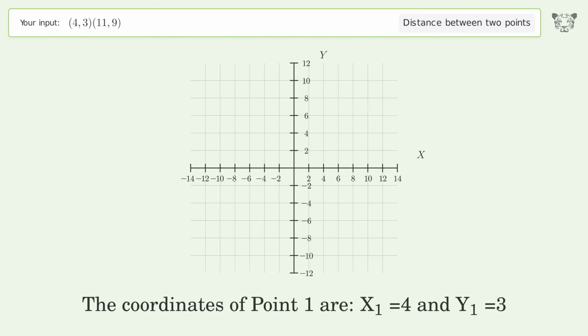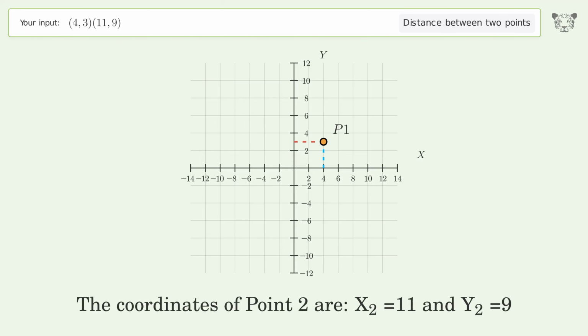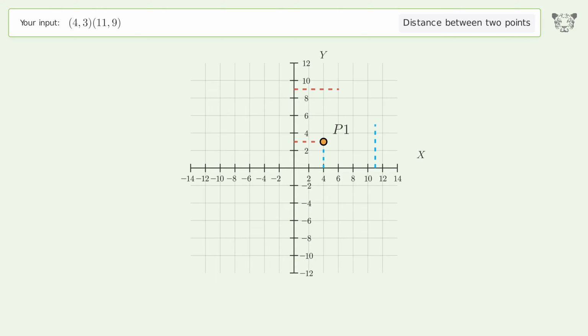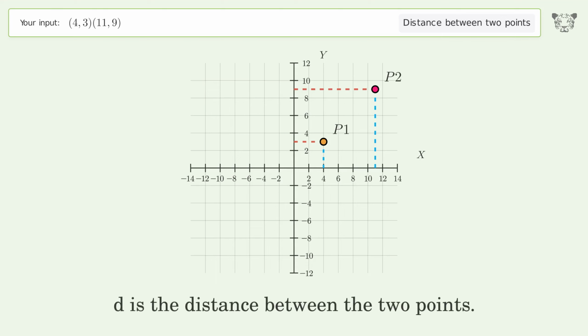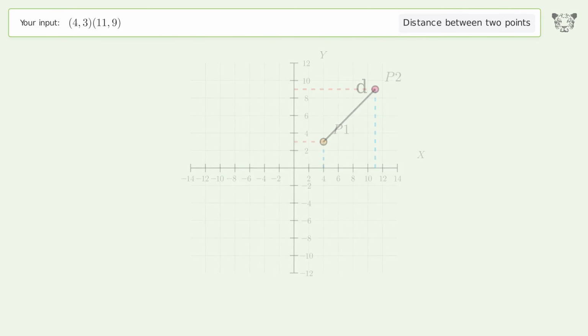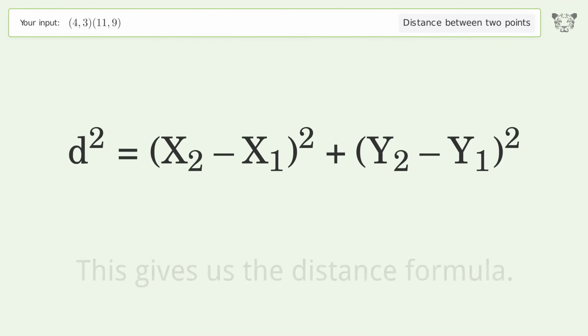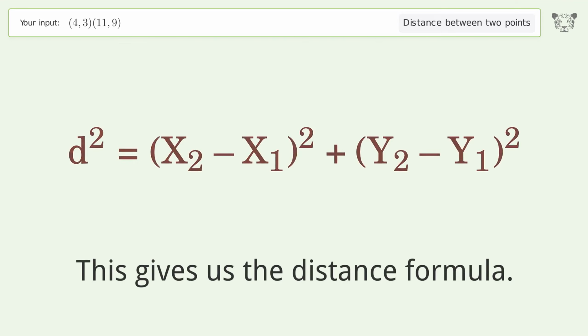The coordinates of point 1 are, x1 equals 4 and y1 equals 3. The coordinates of point 2 are, x2 equals 11 and y2 equals 9. D is the distance between the 2 points. First, take the square root of both sides of the Pythagorean theorem. This gives us the distance formula.